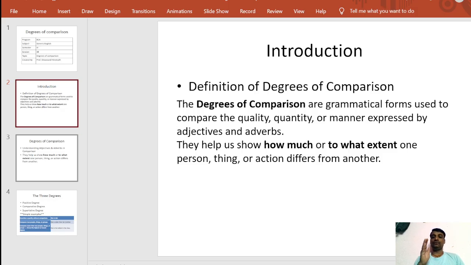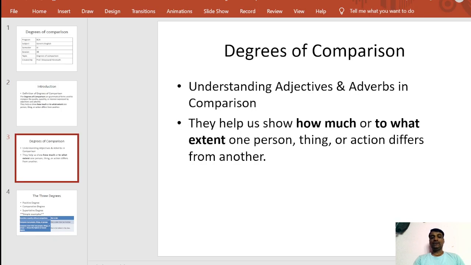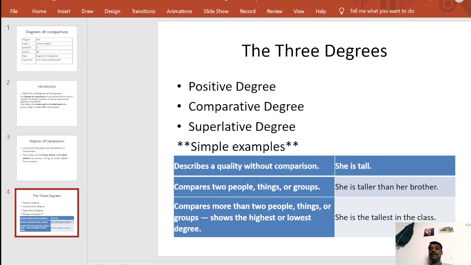So that is how it is, very simple. I hope you have learned a lot about degrees of comparison, but once we start the examples you will be able to see that clarity, right? So now degrees of comparison are used in understanding adjectives and adverbs in comparison. They help us to show how much, to what extent, one action or one thing differs from another.